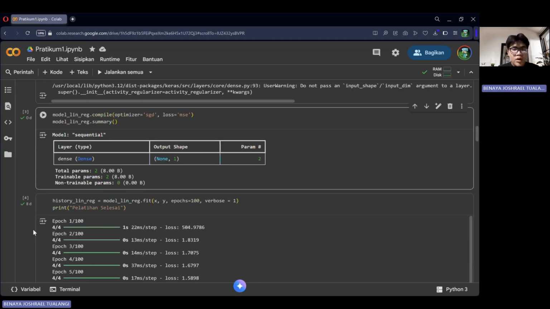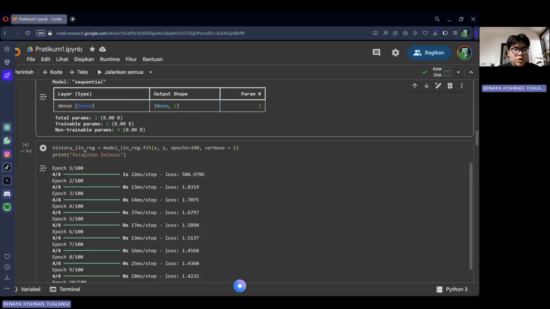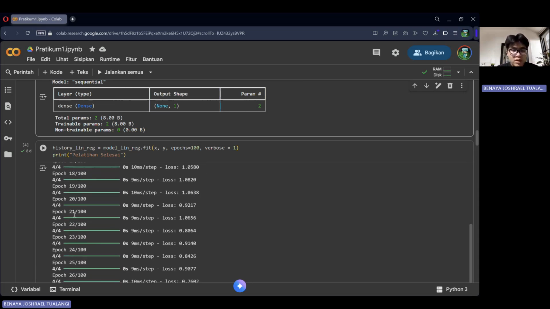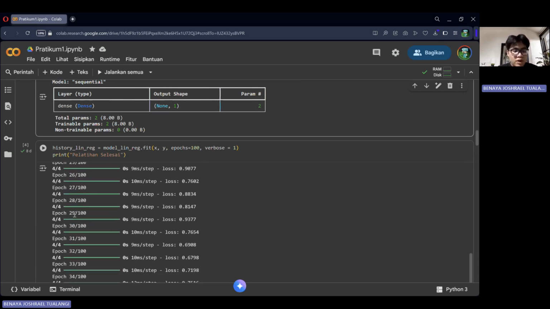Next, the model is now trained for 100 epochs on our synthetic data. During training, the model iteratively adjusts the weight and bias to minimize the MSE. As you can see from the output here, the loss drops quickly, indicating successful learning.